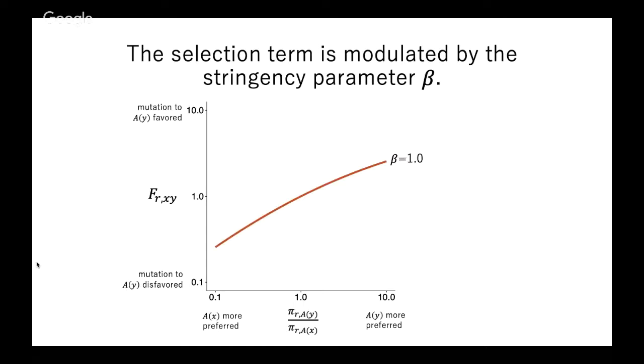When beta is equal to 1, we see this positive relationship that we would expect. There's no rescaling, and our preferences are exactly equal to the empirical measurements. As we change beta, we can see that this selection strength is modulated. When beta is greater than 1, selection for favored changes and against disfavored changes is stronger. But when beta is less than 1, selection for or against any change is weaker. This reflects the relative flatness of the preferences and our connection to the stringency of selection.